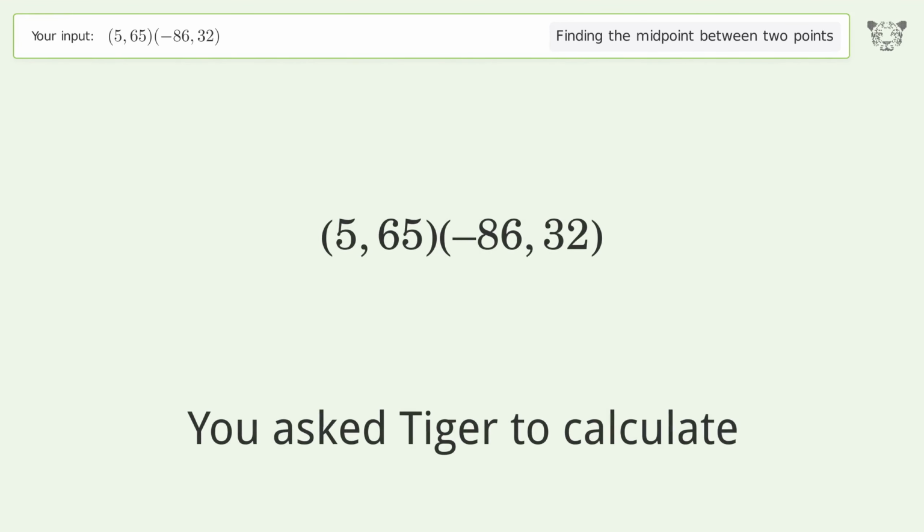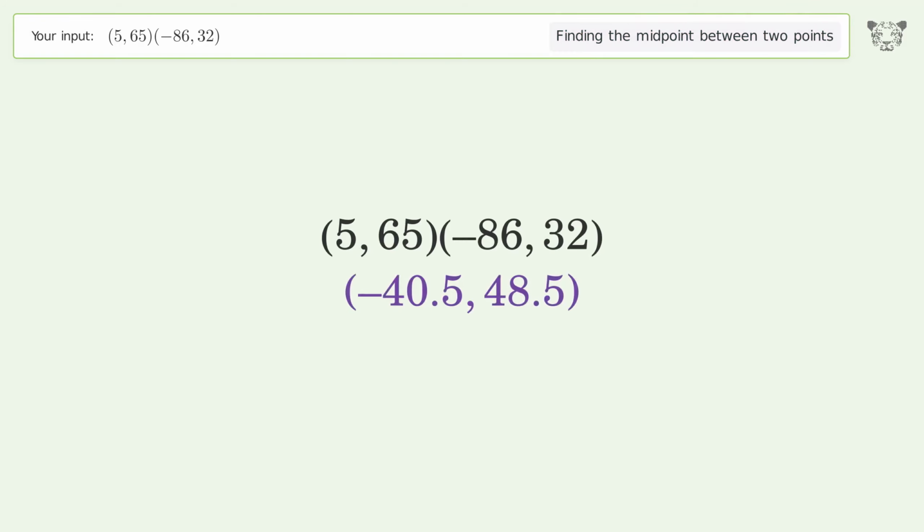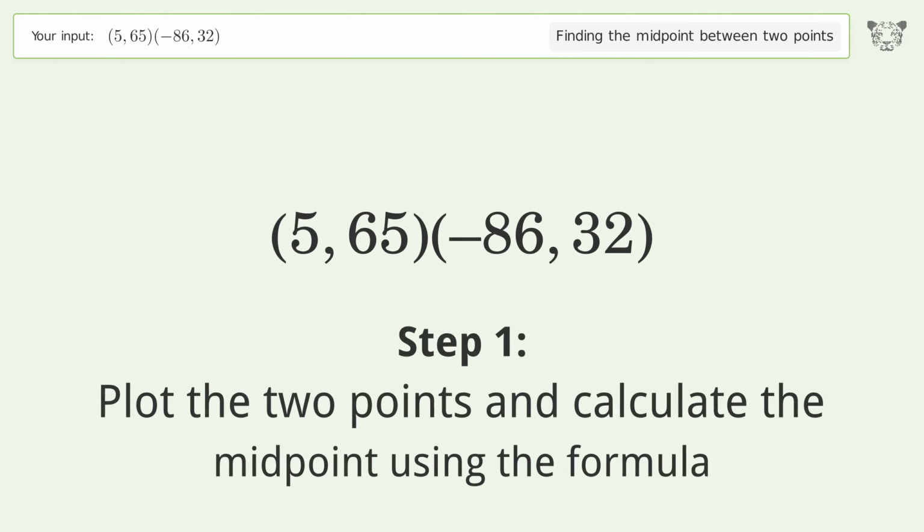You ask Tiger to calculate. This deals with finding the midpoint between 2 points. The midpoint between the 2 points is negative 40.5, 48.5. Let's solve it step by step. Plot the 2 points and calculate the midpoint using the formula.